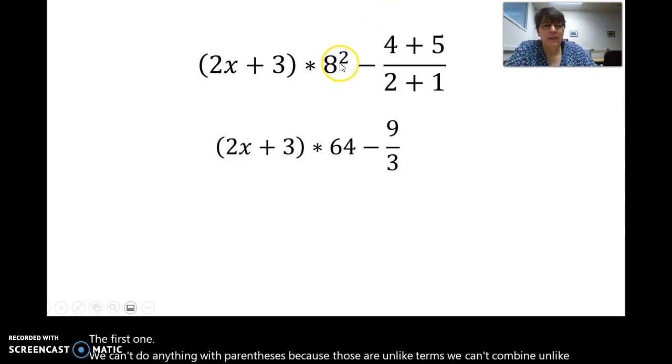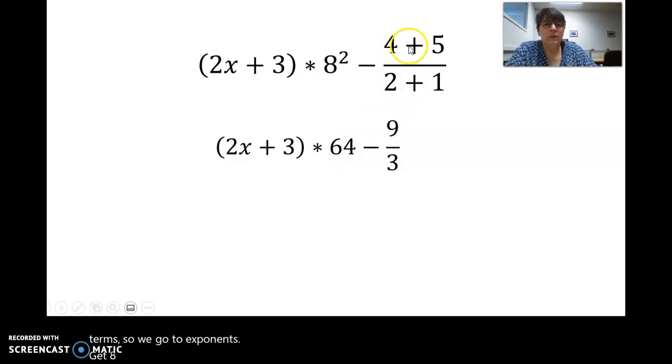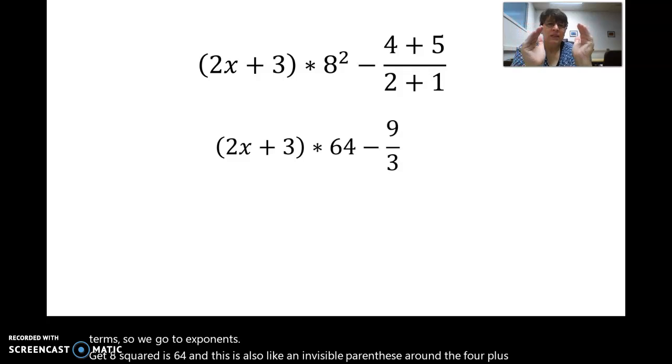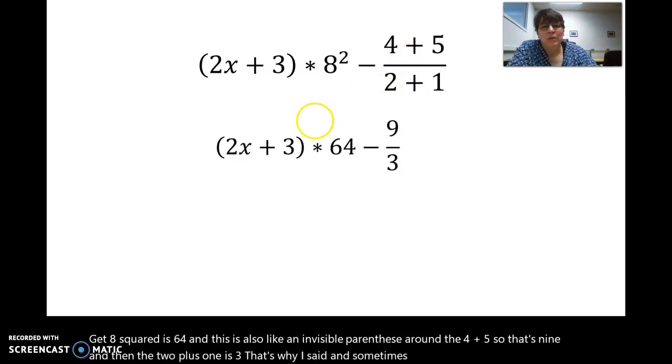So we go to exponents and get 8 squared is 64. And this is also like an invisible parenthesis around the 4 plus 5, so that's 9. And then the 2 plus 1 is 3. That's why I said, and sometimes fractions for order.